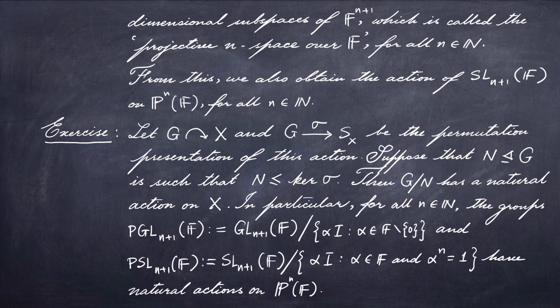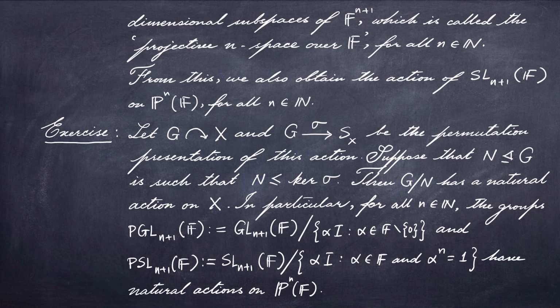That's quite clear because since N is a normal subgroup contained in the kernel, automatically we do have a homomorphism from G mod N to Sx. So given an action of G on X, from that we can construct actions of the factor groups on the same set X, for which the corresponding normal subgroup is contained inside the kernel.